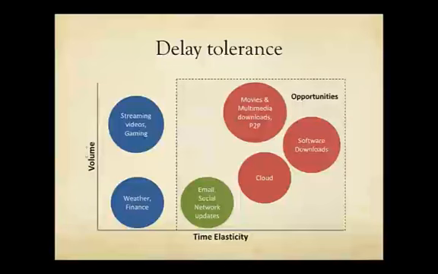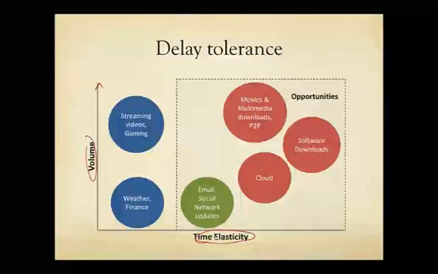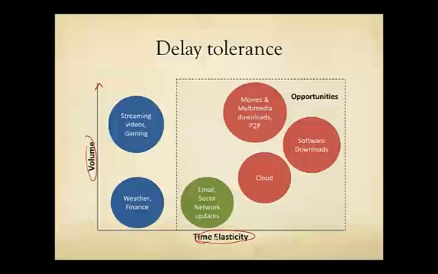Here the y-axis is volume, and the x-axis is some measure of time elasticity. Some of the applications like streaming, gaming, weather, finance, whether it's high or low volume per session on average, are not that delay tolerant. You want it within a minute, sometimes within a second. But there are others, for example, large email attachments, social network updates. Facebook doesn't update instantly. It may take a couple of minutes. So the time scale is certainly on the order of minutes.